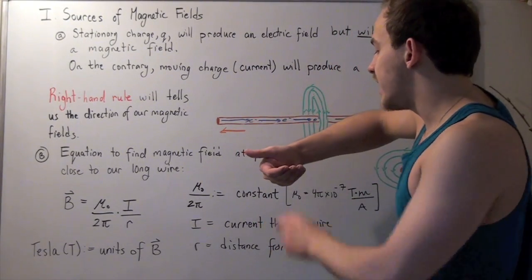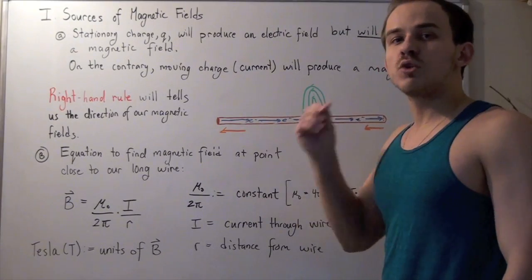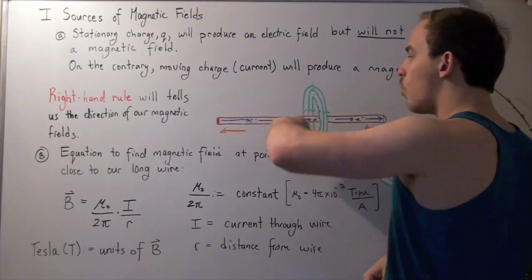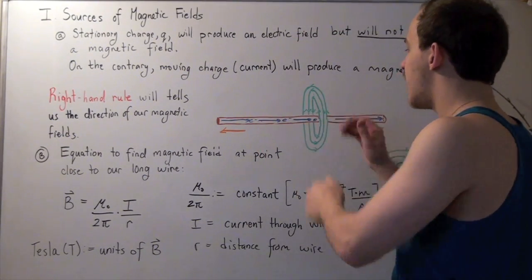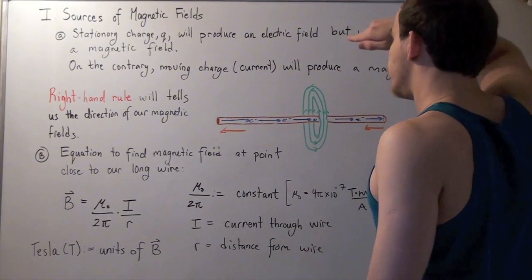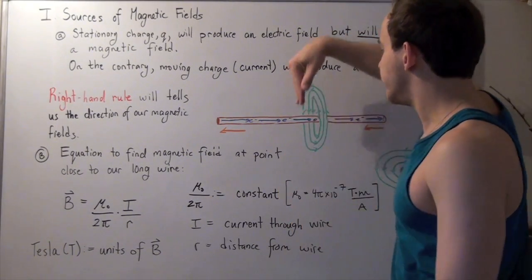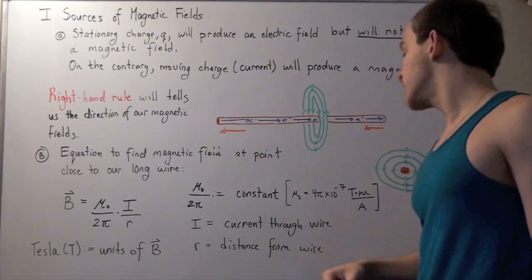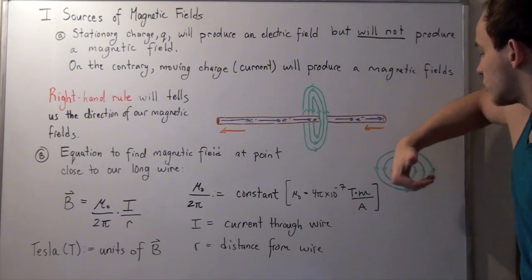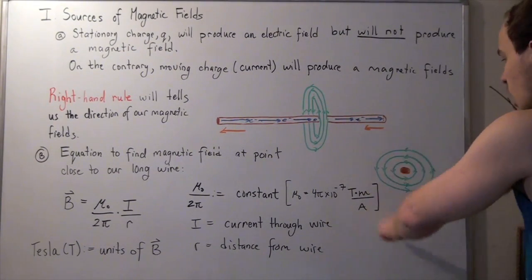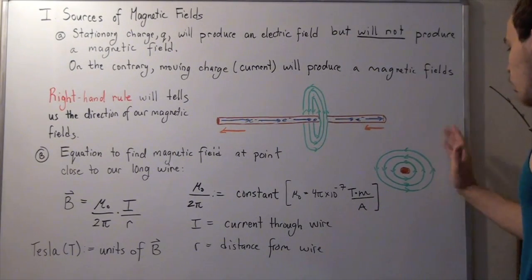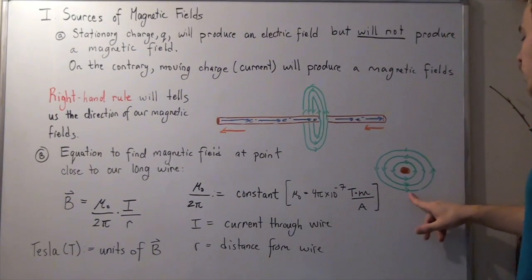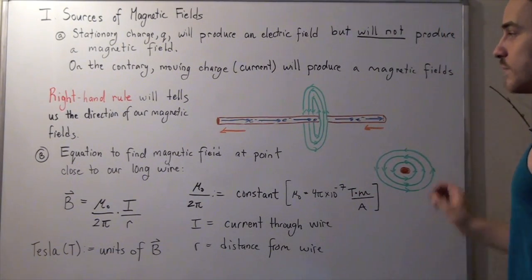If we grab it this way, our fingers curl in the direction of our magnetic field, so they curl this way. At this point, it's pointing up. At this point, it's pointing into the page. At that point, it's pointing down, and at this point, it's pointing out of the page. Once again, if we slice the wire and take the cross-sectional area, since our current is going this way, our magnetic field must be going like this. At this point, it's pointing up. At this point, it's pointing sideways. At this point, it's pointing down, and at this point, it's pointing this way.